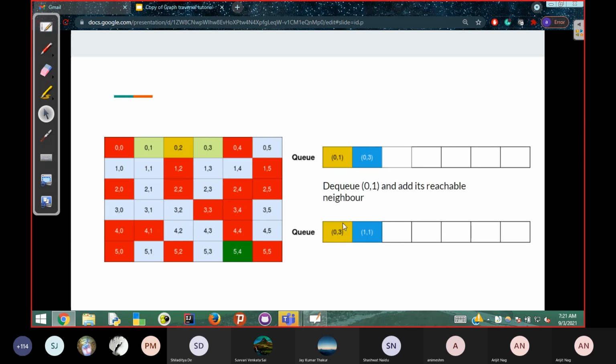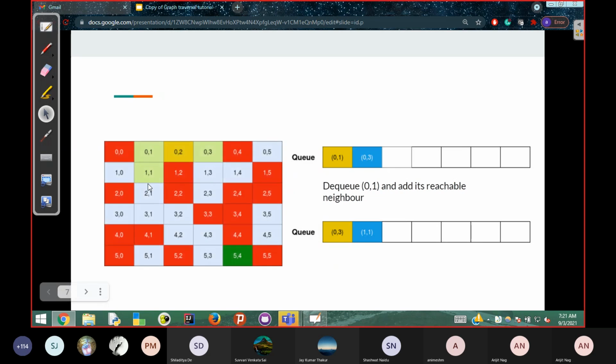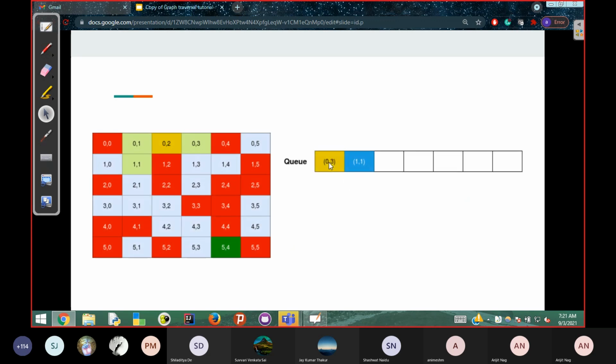So here you can see, we just dequeued 0 1 and added 1 1 to the list. And again, one thing you also need to do is mark this node, so that 1 1 is also visited. So this is the state now. Now it will continue again. What will be the front element of the queue? 0 1. Okay, so we want to dequeue 0 1.